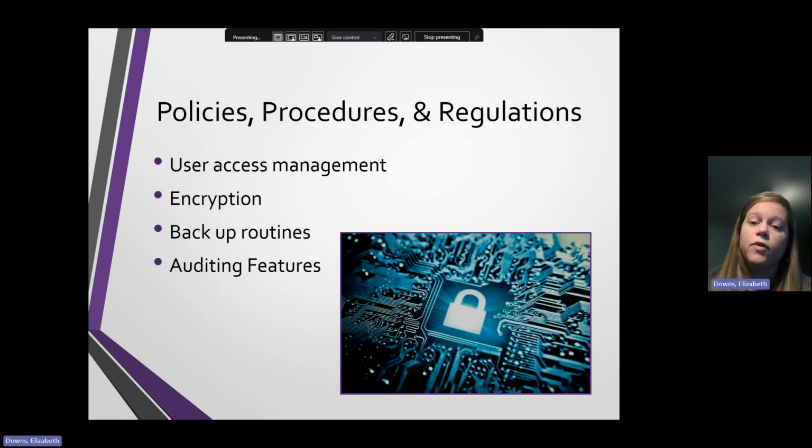User access management involves creating and managing user accounts with appropriate privileges. Authentication and authorization involves implementing strong authentication mechanisms and defining and enforcing access control policies. Encryption must be implemented for sensitive data to protect it from unauthorized access. Establishing regular backup routines will safeguard against data loss, and enabling auditing features to monitor user activities and detect any suspicious behavior is needed.